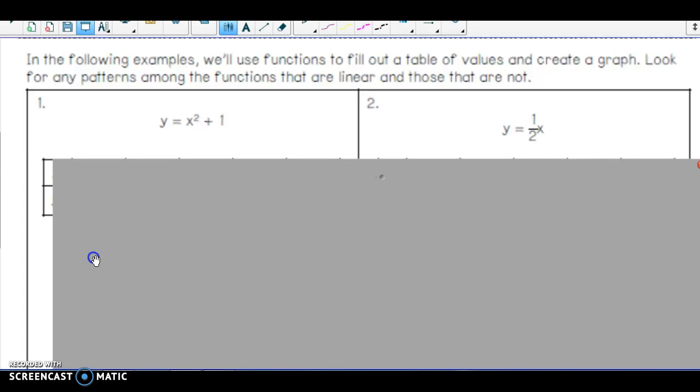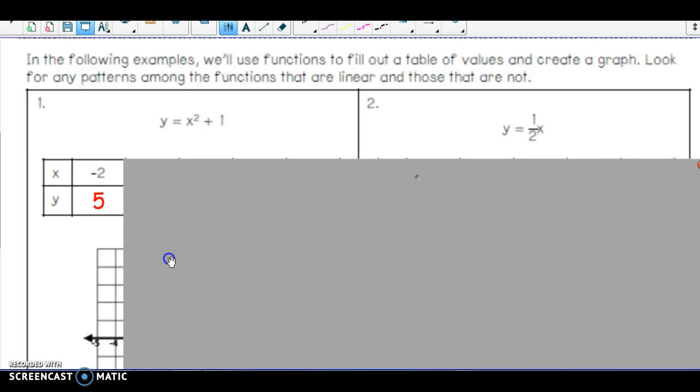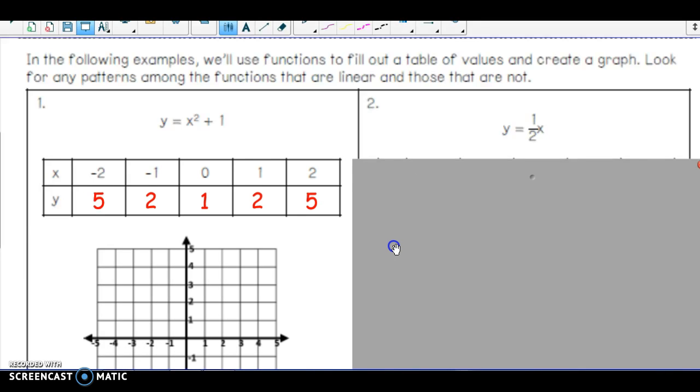So one of the things we can do when we're working with a function is take a table of values and calculate your y values based on x values that you sub in. So we're going to substitute this -2, and if -2 goes in place of x and we square it, we get +4. Plus 1 more is where we got the 5. -1 goes in, -1 squared is 1, plus 1 more is 2. 0 gets plugged in, 0 squared is 0, plus 1 is 1. 1 squared plus 1 is 2, 2 squared plus 1 is 5.